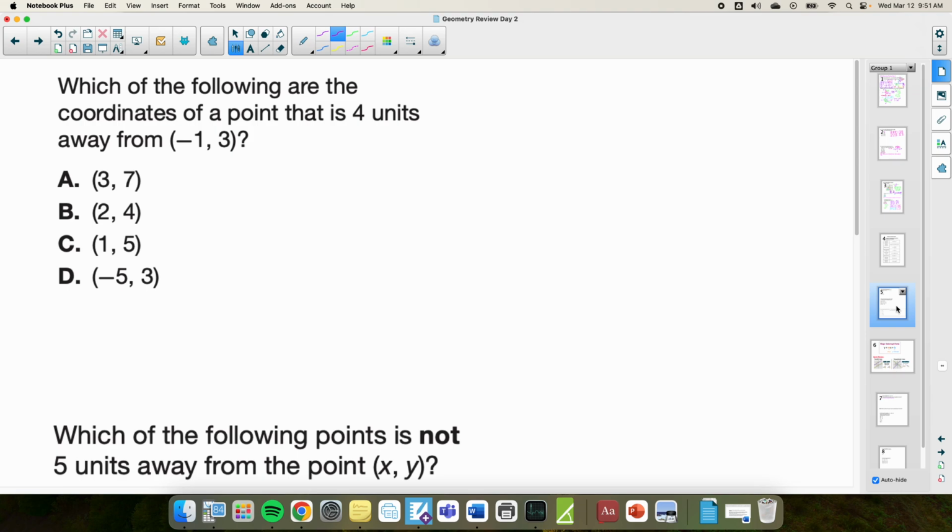Okay, so let's go to this one. It says, which of the following points, or which of the following are the coordinates of a point that is 4 units away from negative 1, 3?